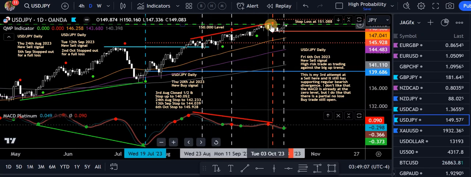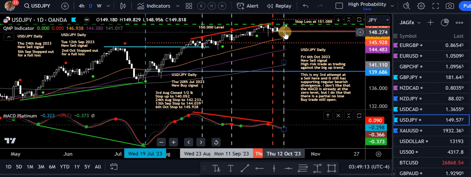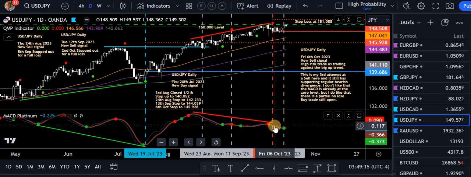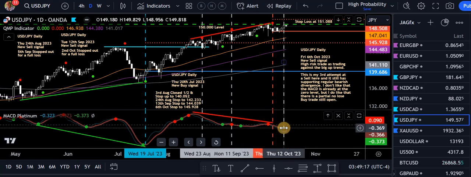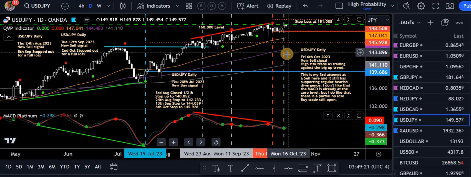This is the 150 level, big round number. That's that green level there. I've taken another sell here, and we're just going sideways. The MACD Platinum's already through the zero level. Got a green dot on the MACD Platinum below the zero level, hence the grey vertical line. It's like a warning line. We've got a stop placed up here.